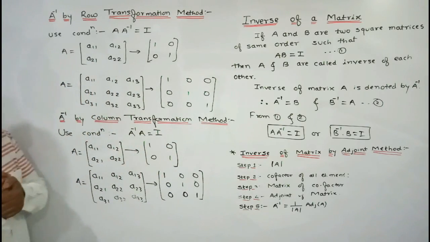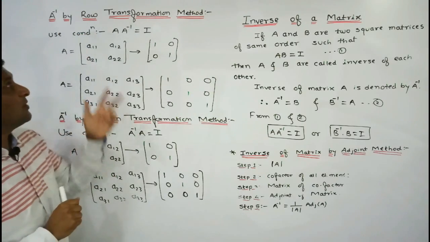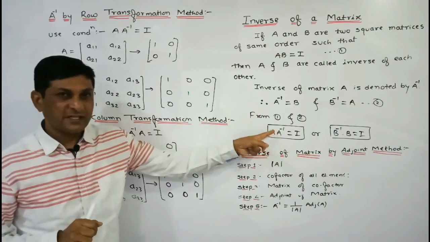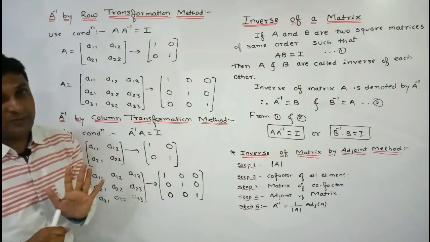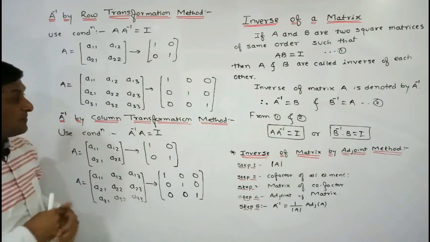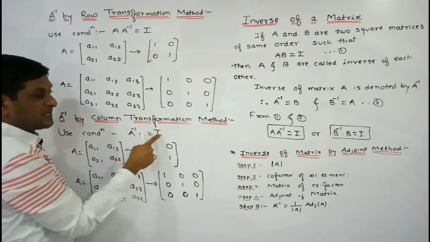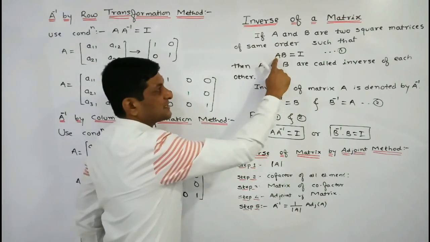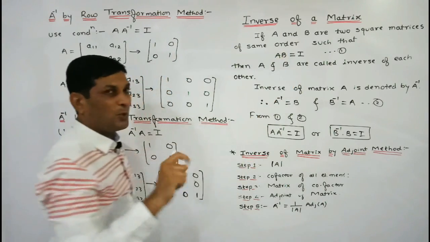Now let us see how to find the inverse of a matrix by the row transformation method. So already we have seen that A into A inverse is equal to what? Identity matrix. So this condition we apply in case of row transformation, getting it? And in case of column transformation, we just interchange these two terms: A inverse into A is equal to I. Whenever we take the multiplication of two matrices A and B, then A is called the prefactor and B is called what? Post factor.